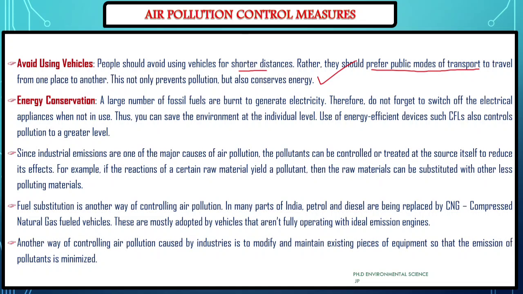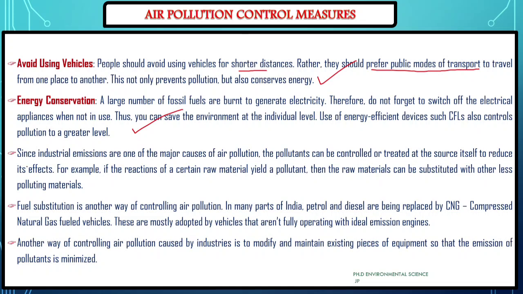Then energy conservation. Turning off lights, appliances, and electronic devices when not in use can reduce the demand for electricity, which is often generated by burning fossil fuels. This decreases emission of pollutants such as sulfur dioxide, NOx, and particulate matter. Then you should use energy efficient devices like CFLs and LEDs, as it helps reduce energy consumption.